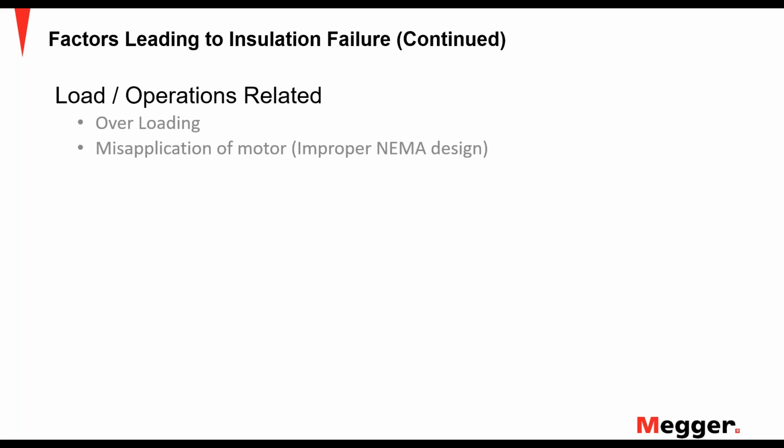NEMA design is stamped on the nameplate of most motors. B design motors are typically the most typical motor out there. It's also the lowest starting torque. So when replacing a motor, we look at horsepower, frame size, RPM, voltage, but we should also look at its NEMA design as to its startup torque characteristics, so that it would match the application. If not, we will be burning that motor up more quickly.